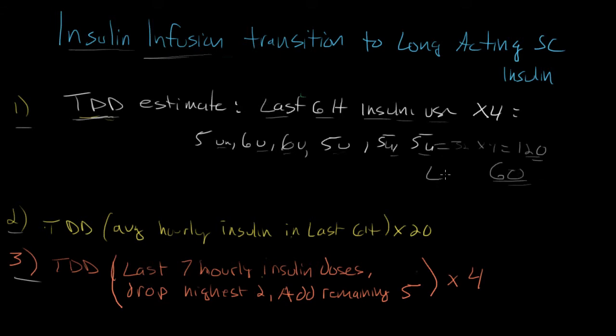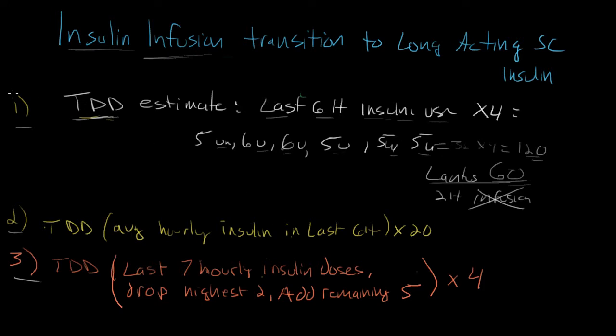So you can say give them 60 units of Lantus, and then while you're giving them this Lantus, because it takes 2 hours to start reaching your peak, you want to keep them on your infusion for your 2-hour period, and then after 2 hours of giving that, you can take them off your infusion. You can stop it. So you see here, this is the most straightforward way. Again, last 6 hours multiplied by 4.